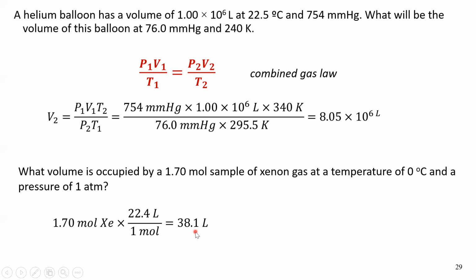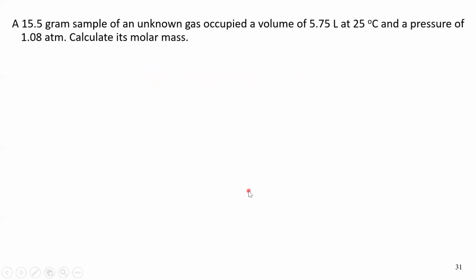But again, you could do this problem a different way. Since you're given n and you're given T and you're given P, you could use the ideal gas law equation as well, and you would get exactly the same answer. So let's look at a couple of other types of gas law problems.